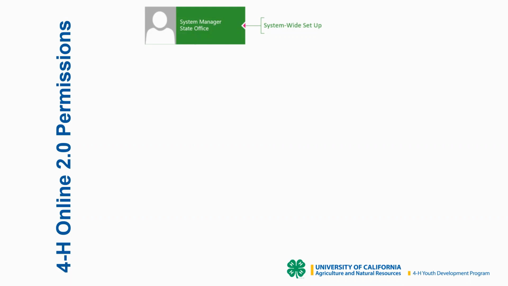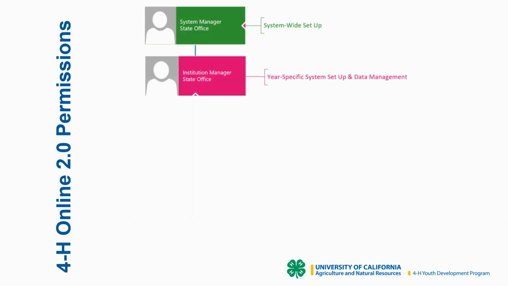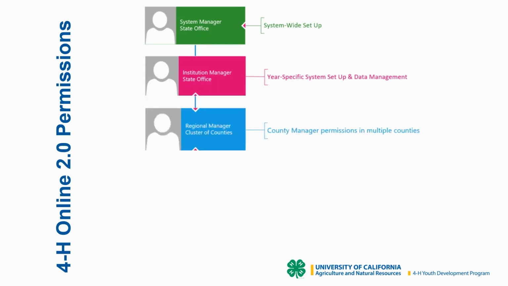Next, we have the Institution Manager. These are manager logins at the state office level, the role 4-H state office staff will have in the system. This role has access to all of the records in the system and is responsible for certain setup responsibilities like state level groups. The first level you will encounter in the county offices will be the Regional Manager.